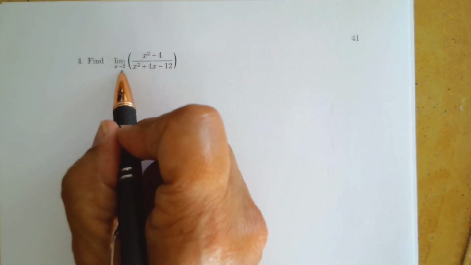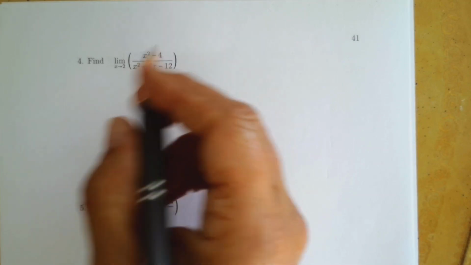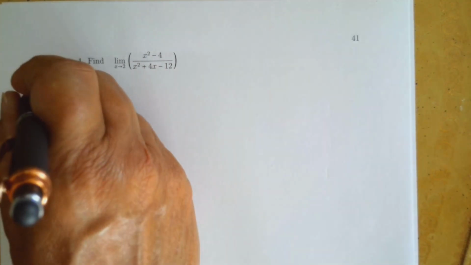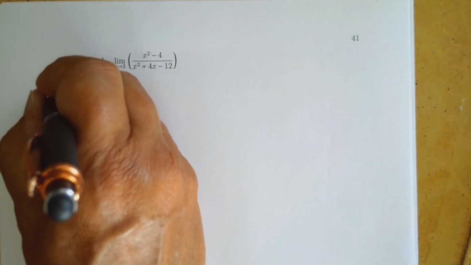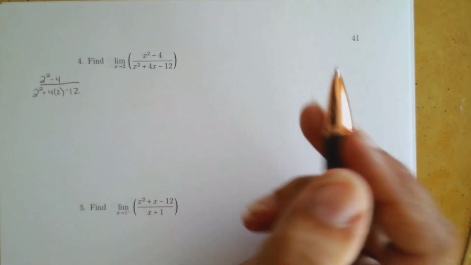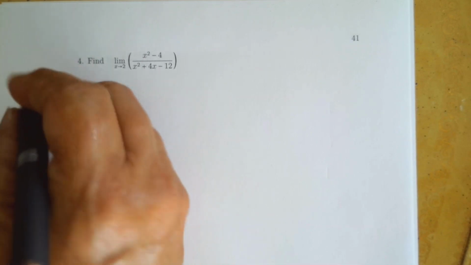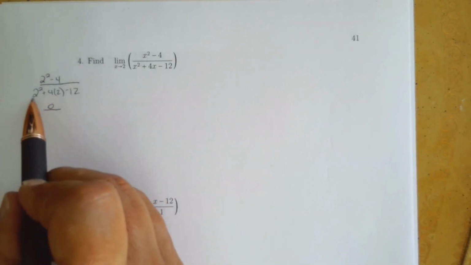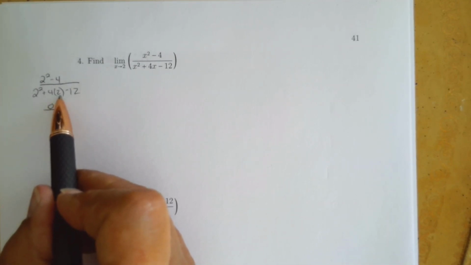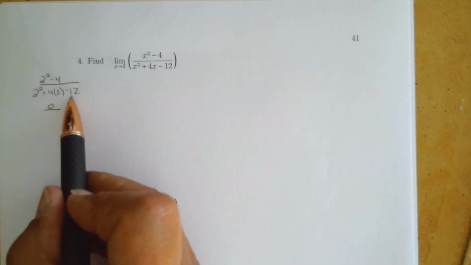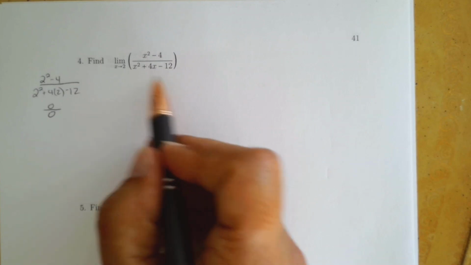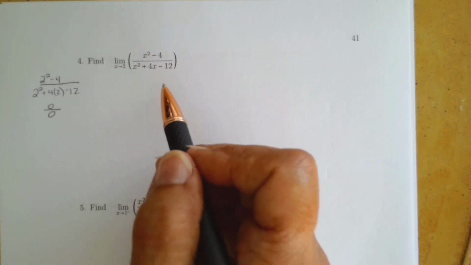So I'm going to check and see what I get when I plug 2 in here. So 2 squared minus 4 in the top, and in the bottom, 2 squared plus 4 times 2 minus 12. Okay, what do you get when you do that? So in the top, 2 squared is 4, 4 minus 4 is 0. And in the bottom, 2 squared is 4 plus 4 times 2 is 8. So 4 plus 8 is 12. 12 minus 12 is 0. So we get that indeterminate form again, which means I can factor this and simplify it.